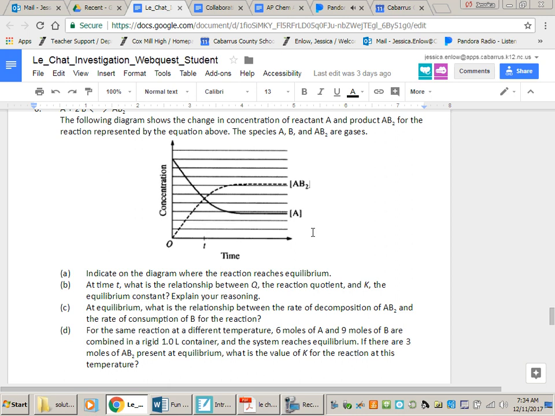At equilibrium, what's the relationship between the rate of decomposition of AB and the rate of consumption of B? Right, what'd you get, William? Yes, because who was double though, by the way?